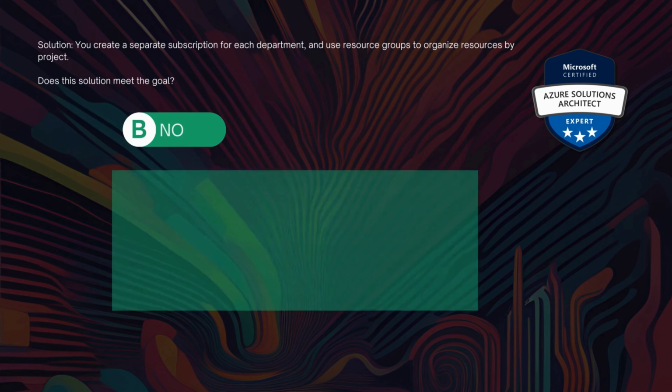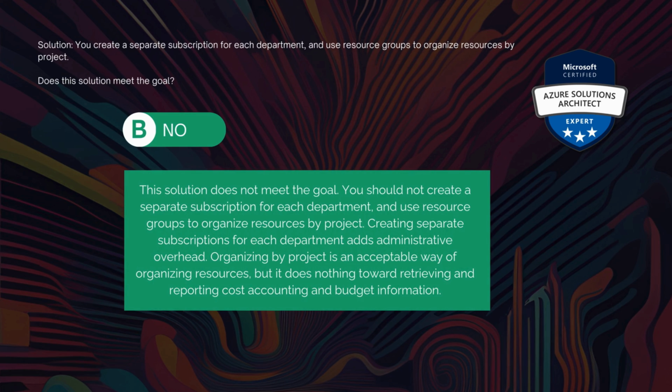This solution does not meet the goal. You should not create a separate subscription for each department and use resource groups to organize resources by project. Creating separate subscriptions for each department adds administrative overhead. Organizing by project is an acceptable way of organizing resources, but it does nothing toward retrieving and reporting cost accounting and budget information.